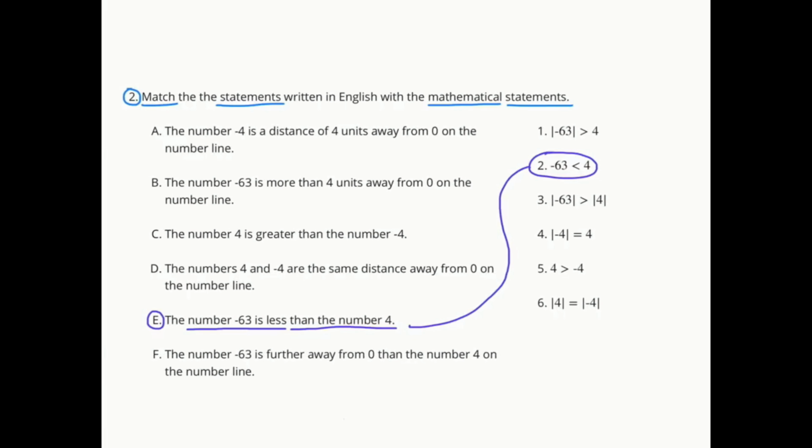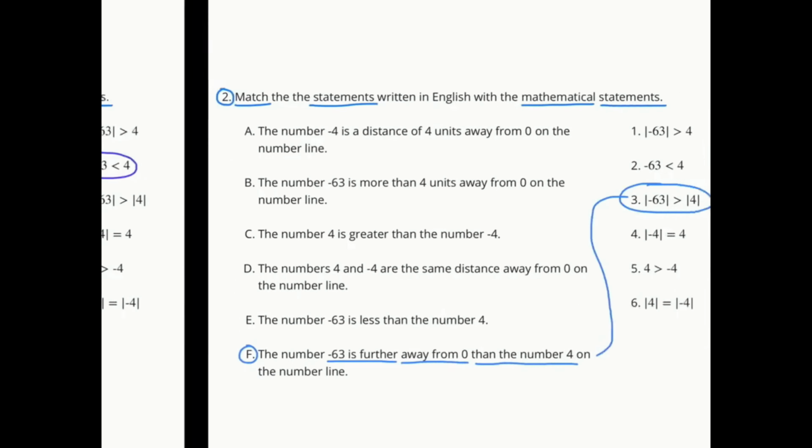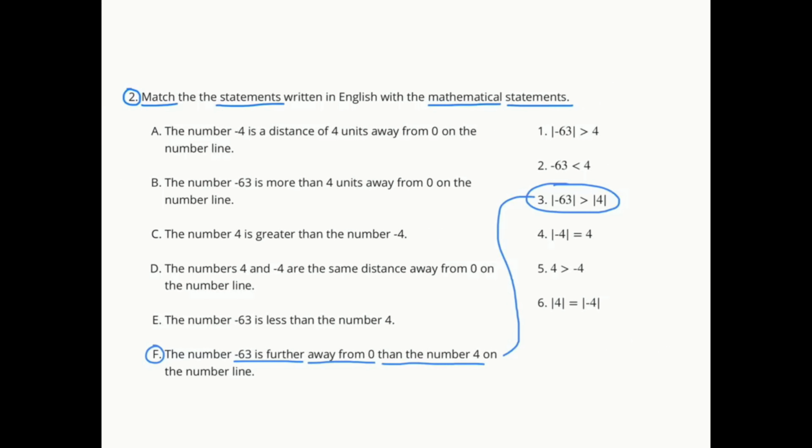E. The number -63 is less than the number 4. That matches with statement number 2. -63 is less than 4. F. The number -63 is further away from 0 than the number 4 on the number line. That matches with statement 3. The absolute value of -63 is greater than the absolute value of 4.